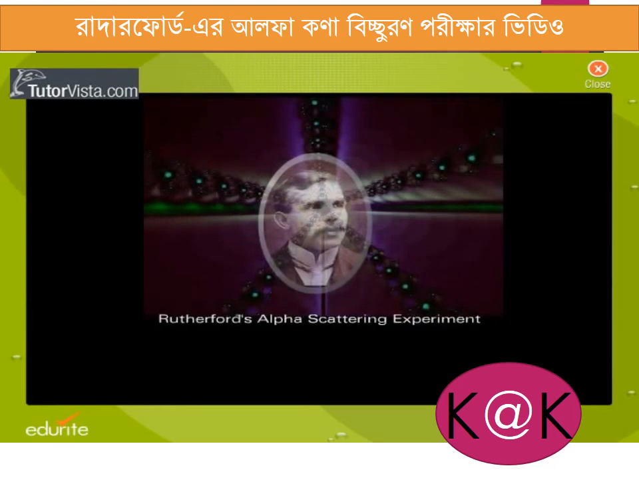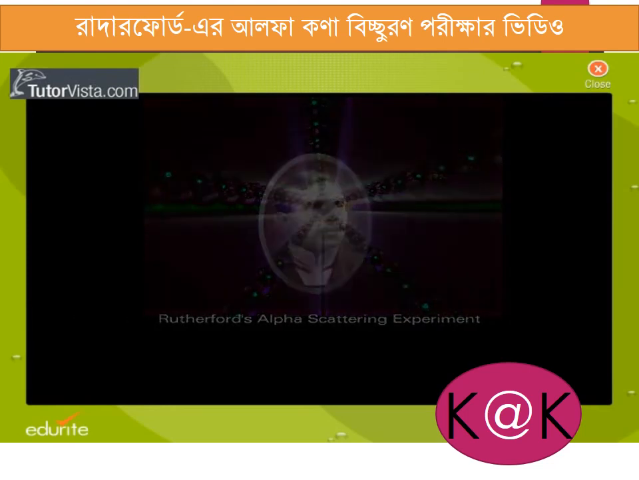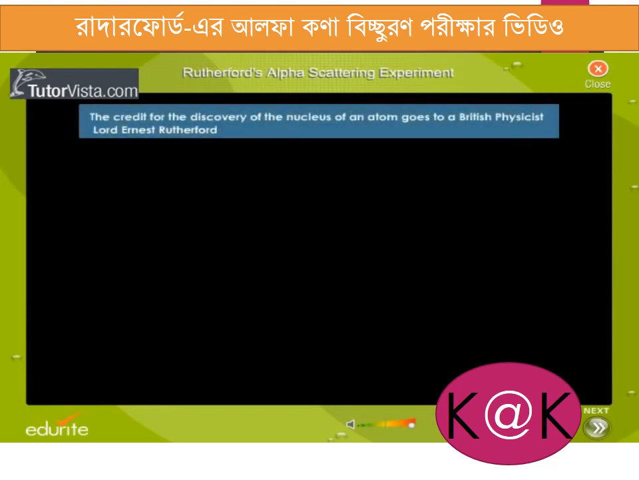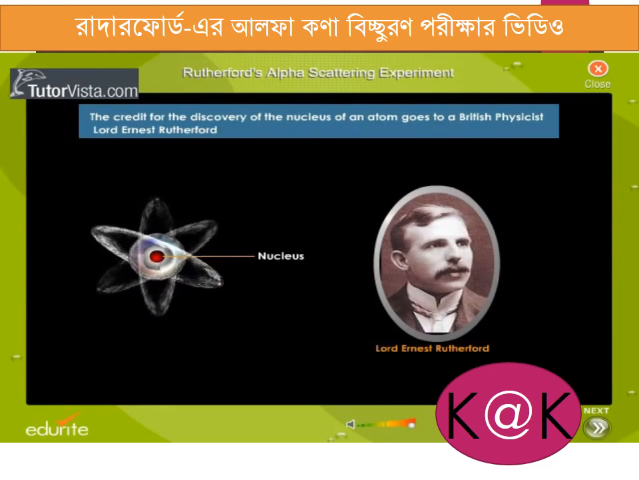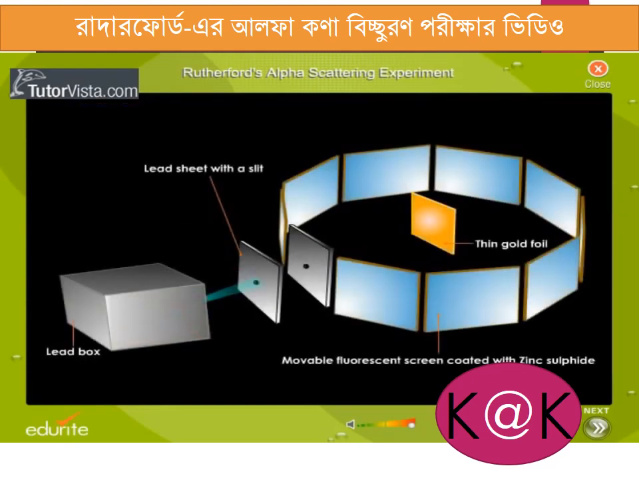Rutherford's alpha scattering experiment. The credit for the discovery of the nucleus of an atom goes to a British physicist, Lord Ernest Rutherford. Shown here is the diagrammatic view of the famous gold foil experiment conducted by Lord Rutherford.